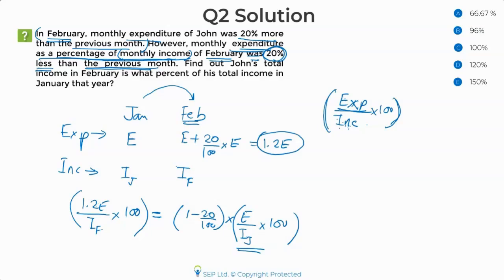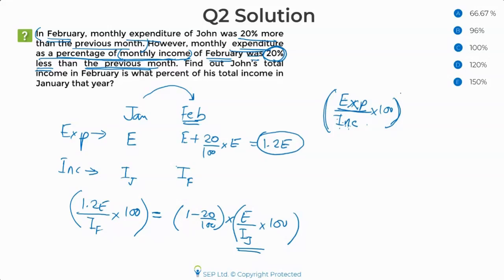So if they're saying expenditure as a percentage of monthly income, you write that first. And they're saying for February, it is 20% less than January. So you write that. Okay, so I can see for most of you, it's clear. I can see a few more no's. So I would request you to please ask me what is not clear. Ashima, you need to tell me what exactly I need to repeat.